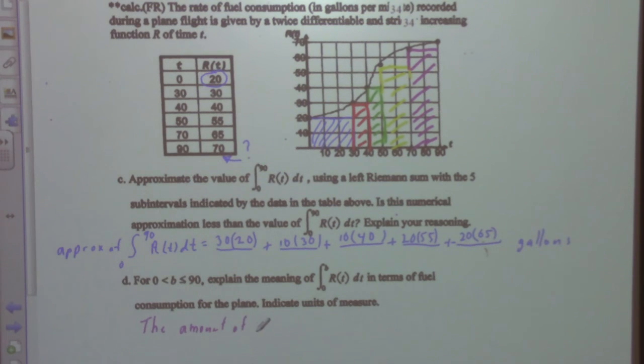Of gallons used in B seconds, right? I think it's minutes. B minutes, thank you, because it's gallons per minute.